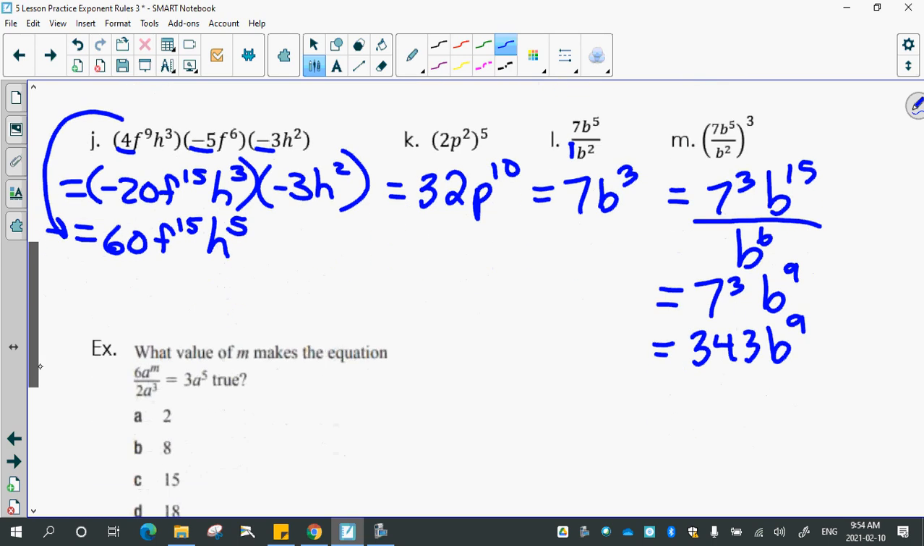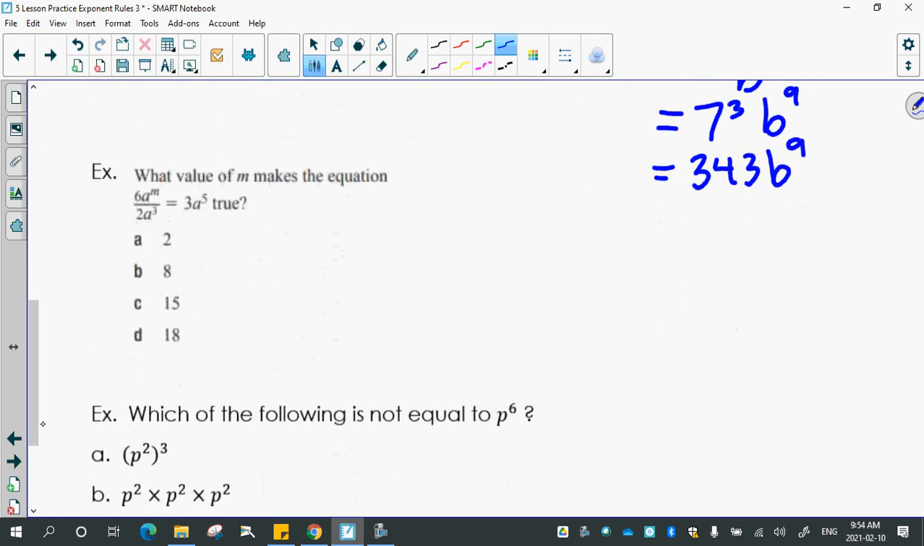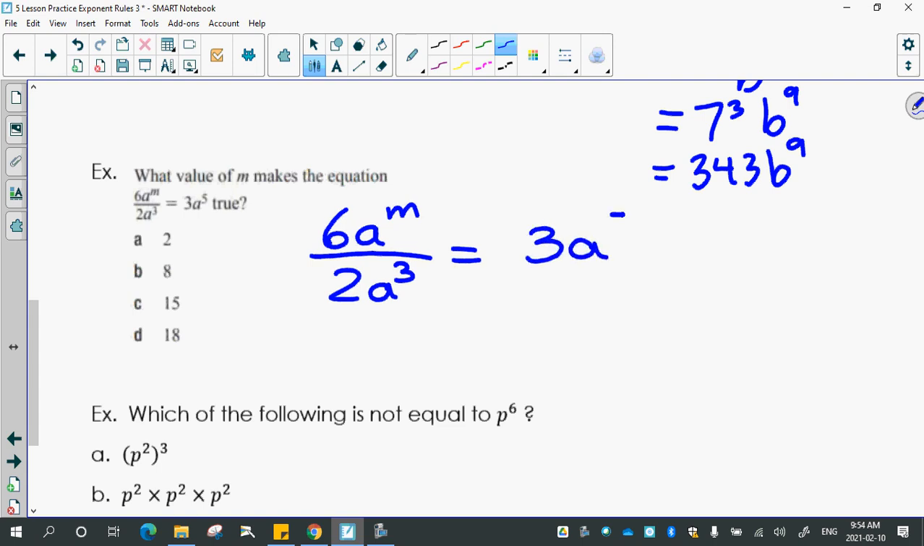Okay, and then this one was in, I think it was in the knowledge book yesterday. What value of m makes the equation true? So we have 6a to some number divided by 2a cubed, and it's ending up being 3a to the 5th. And your question is, what number goes in for m? Yep, 8. So 6 divided by 2 gives you the 3. A to the 8 divided by a cubed gives you a to the 5th. Everyone see that?